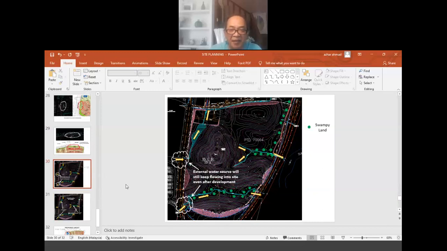One more thing we can take note of is the observation that this will be swampy land. Okay, swampy. We have a waterlogged area here. Naturally, this has already been a swampy area because of the water flow within the site, okay? And across this location is also a swampy area.